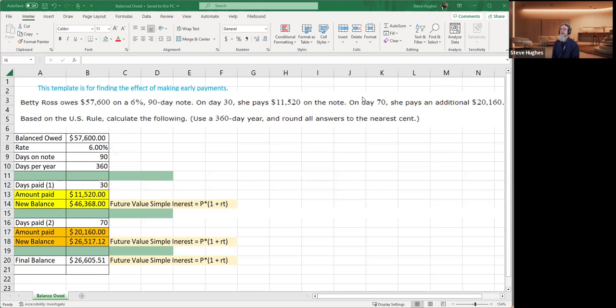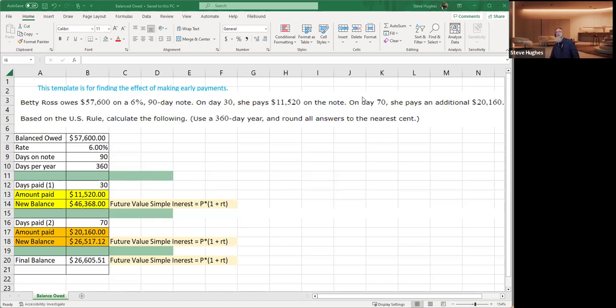Today we're going to take a look at a question that comes from some of the work in Alex. This question is talking about what is the effect of making early payments? Here's the story. Betty Ross owes $57,600 on a 6% 90-day note. On day 30, she pays $11,520 on the note. On day 70, she pays an additional $20,160 on the note. Based on the U.S. rule, calculate the following. Use a 360-day year and round all answers to the nearest cent.